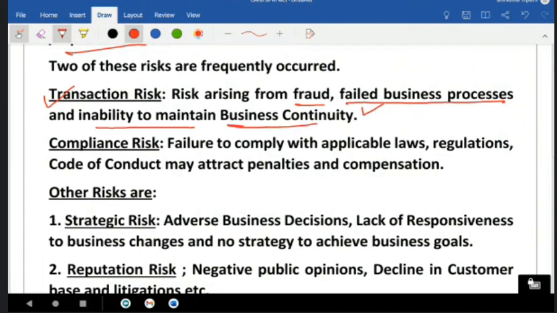Sometimes it happens we are going to transfer an amount to some other account, but instead of putting one, we are putting two in the place. So the amount is going to some other person. So it's called transaction risk, है ना? Sometimes a deliberate transaction is there. This is called fraud, है ना?